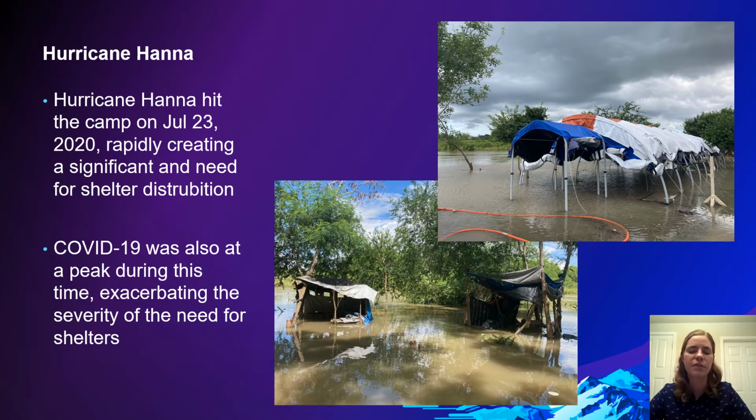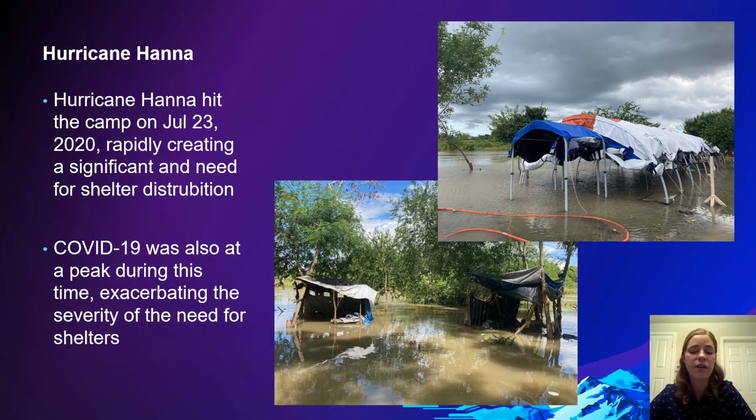Hurricane Hanna hit the camp in July of 2020, causing hundreds of families to lose access to their shelters. The severity of the flood can be seen in the photo on the right of the field hospital being completely flooded out and unusable, and the photo on the left of two homes that had to be abandoned due to the rising floodwaters. The floodwaters also became a breeding ground for mosquitoes and rats. Rats in particular became a problem as they started eating through the bottoms of the remaining tents to get to the food inside. This hurricane happened during the COVID-19 pandemic when a need for social distancing was particularly high.